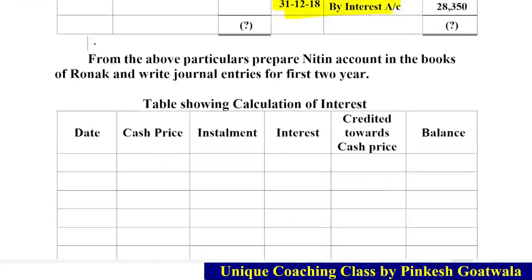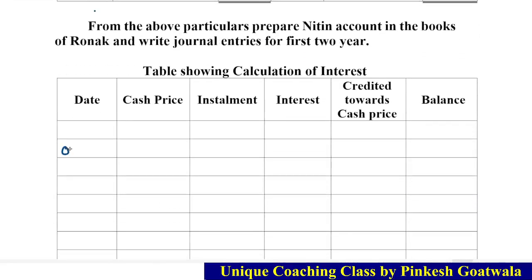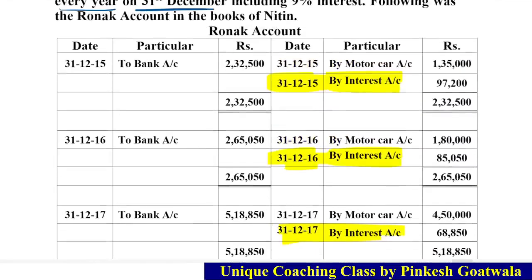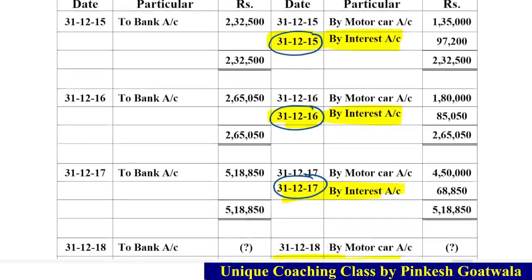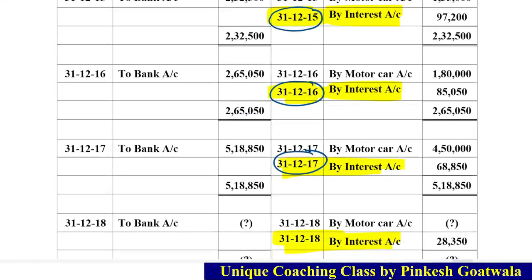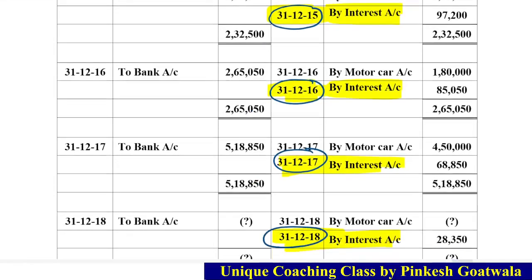So now look at our table. On 1st April 15 it was purchased, and when will the installment be paid? At the end of the year. Okay, the year starts in January, so when will the year close? December 15, right. Look here, they give December 15 interest, December 16 interest, December 17 interest, and December 18 interest. And we know that when the installment is paid, interest is calculated.